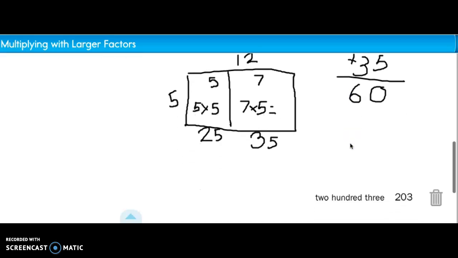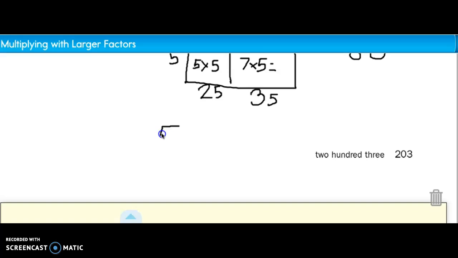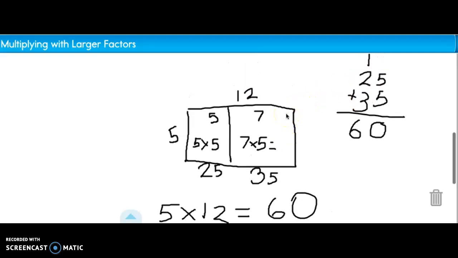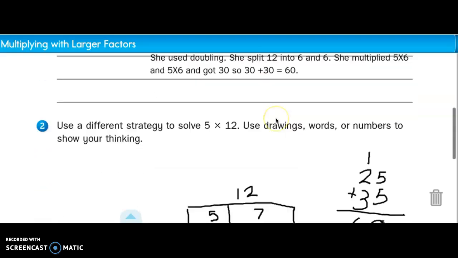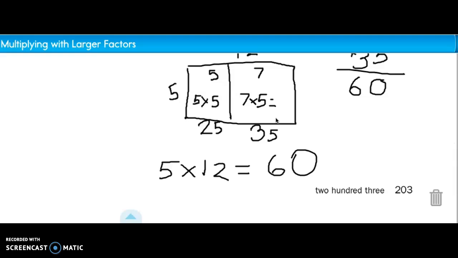So that means I have figured out that 5 times 12 equals 60. I used a different strategy, but I got the same answer. I used the break apart strategy, and up here they used the doubling strategy. So you can use different strategies and still get the same answer.